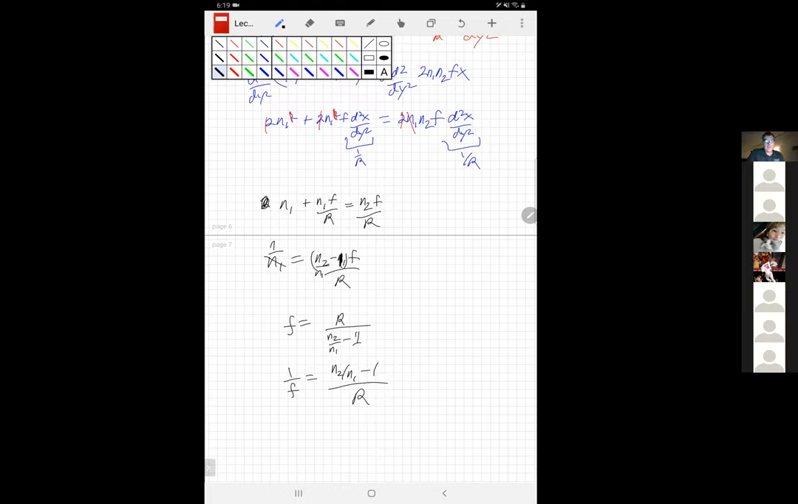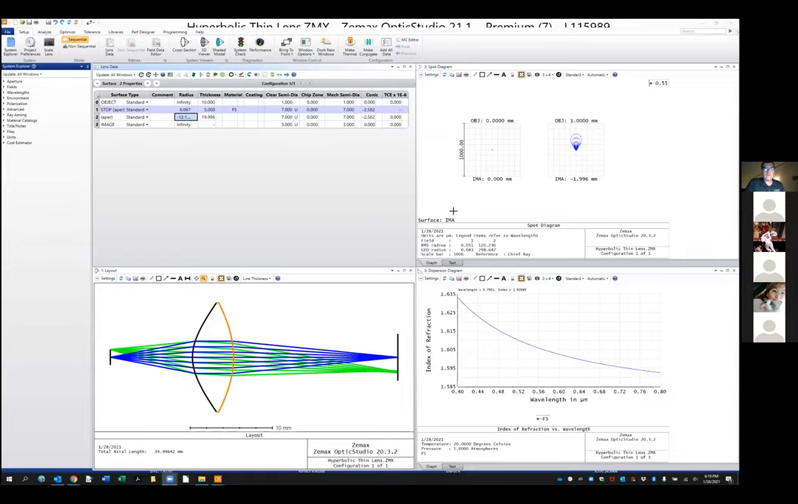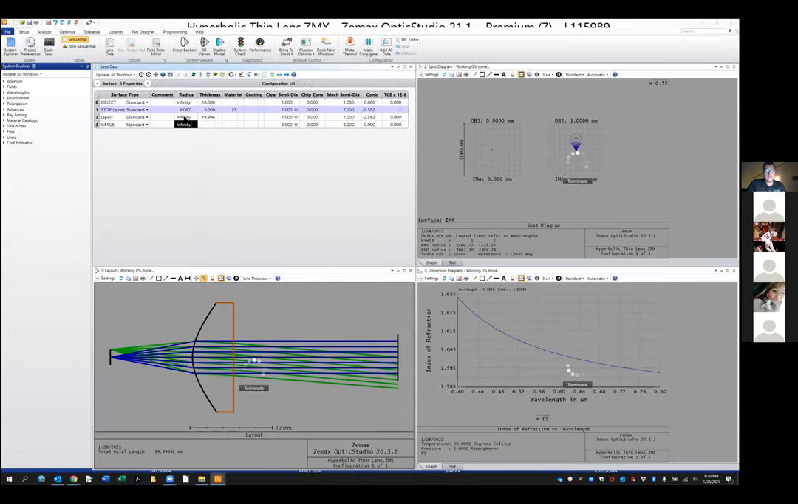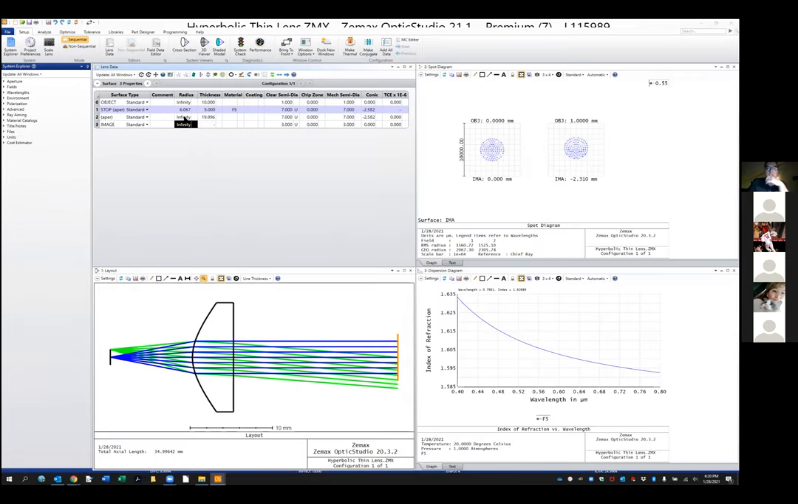How can I make the right side flat? You change its radius? To what? It's a plane, so infinity. Infinity, yep. All right, so we make the radius of curvature infinity.